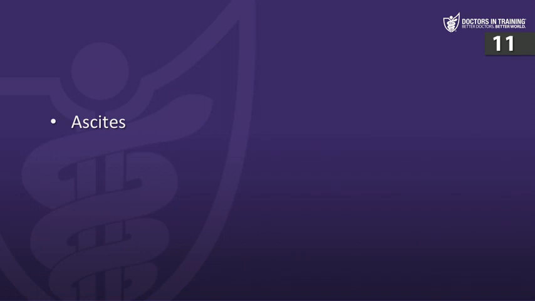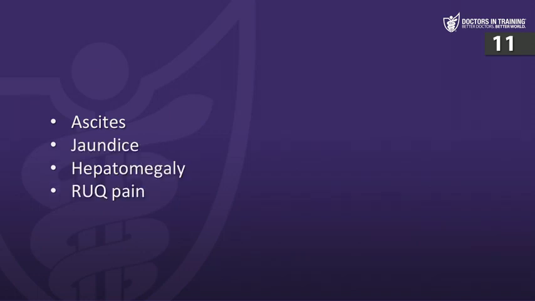Next, what are the symptoms of Budd-Chiari syndrome? So there's ascites, jaundice, hepatomegaly, and possibly right upper quadrant pain.